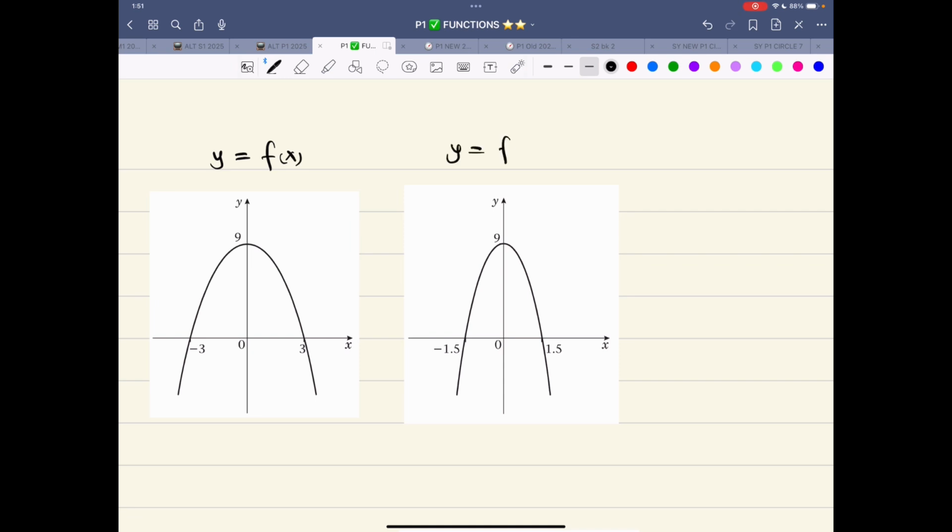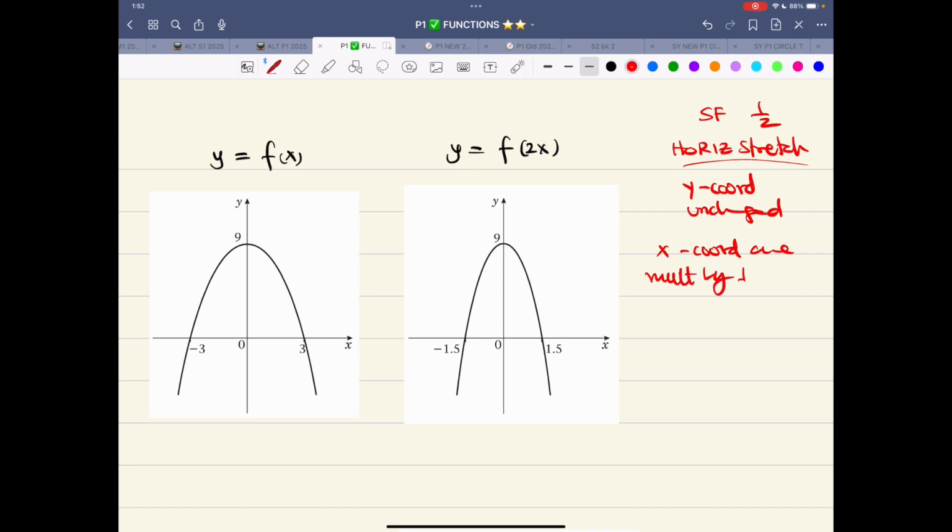So therefore, let me write y equals f(x), and this is y equals f(2x). This is a horizontal stretch. I'm re-emphasizing it over and over again. It's a horizontal stretch. Y coordinate unchanged. And first of all, the scale factor is half. The x coordinates are multiplied by 1 over 2. So negative 3 becomes negative 3 over 2. Positive 3 becomes positive 3 over 2. That's how the change occurred.